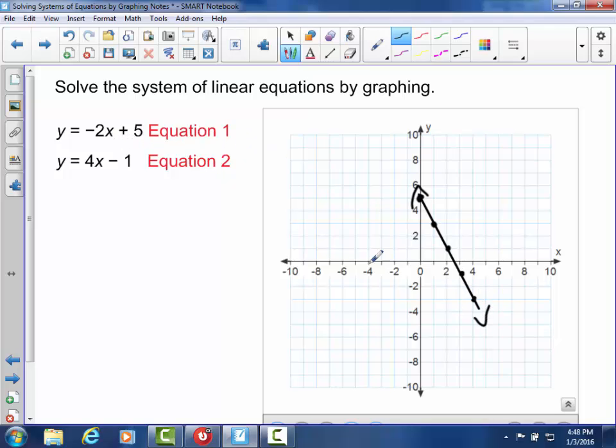Okay, now equation 2, we'd start at negative 1. We have a positive 4 slope, so 1, 2, 3, 4 over 1. Okay.